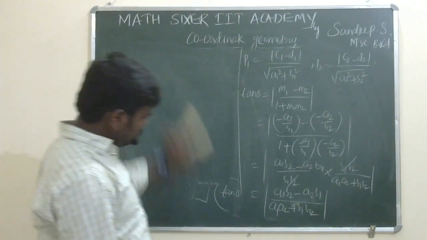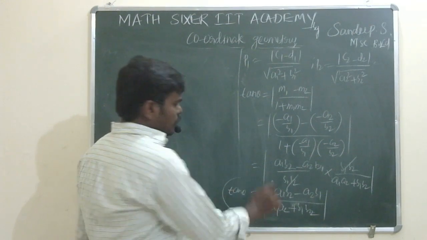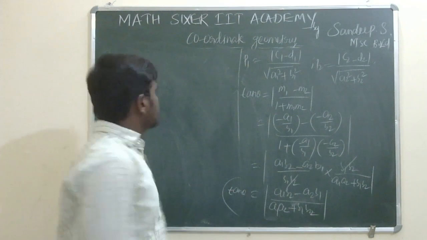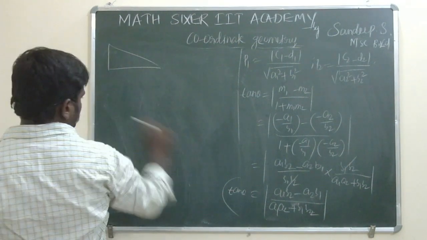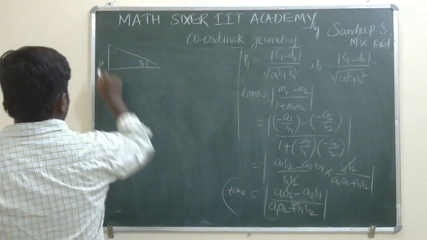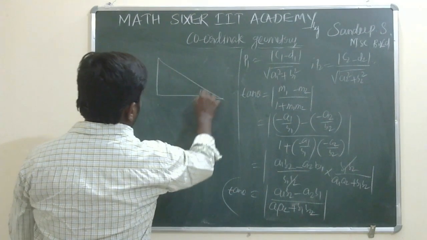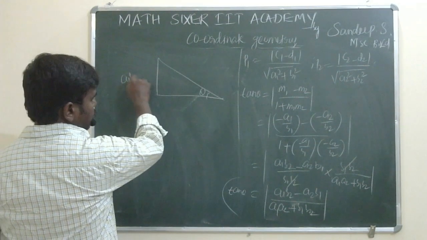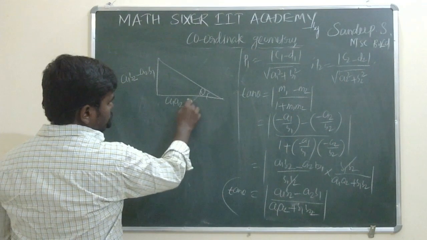So here, tan theta means what? Opposite by adjacent. So here a right triangle, okay, suppose theta is here. Opposite is what here? Let me write it. So now I am taking theta here and opposite means this side, A1 B2 minus A2 B1, and adjacent means this side, that is equal to A1 A2 plus B1 B2.